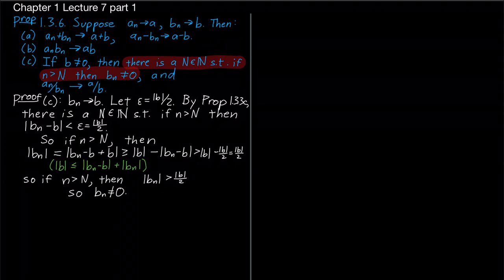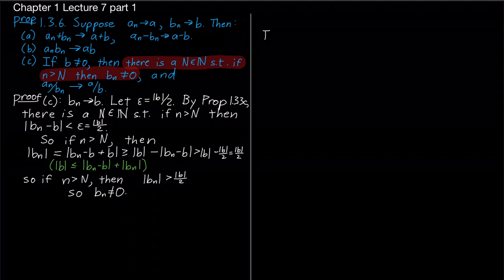Now, I could have taken epsilon to be the absolute value of B, and this part of the theorem would work, but the next part is going to work much better if we've got some wiggle room, if we've got a lower bound on the absolute value of B.